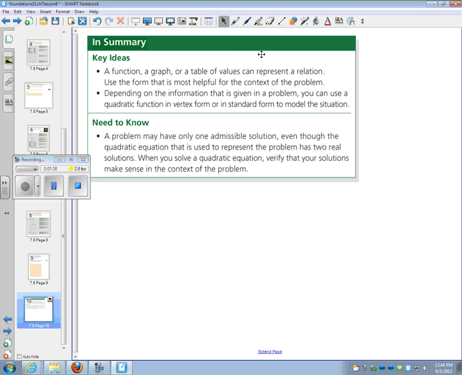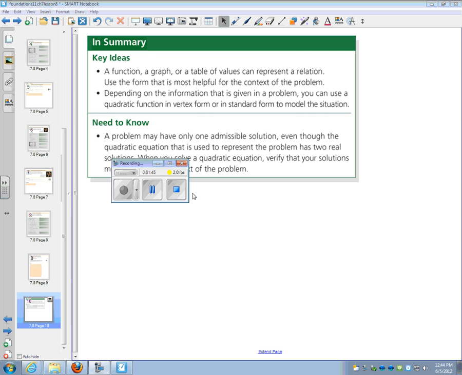So you use it to model the problem, but the solution, you still have to use common sense to make sure it makes sense. Okay, you have a couple questions to try in this section.